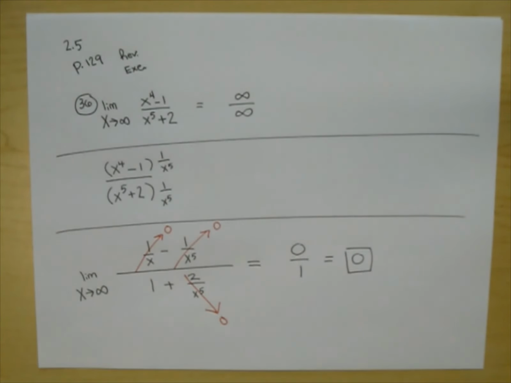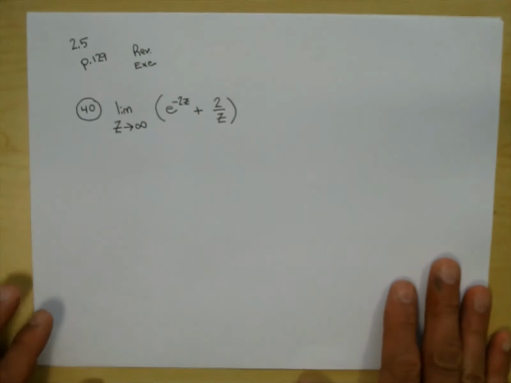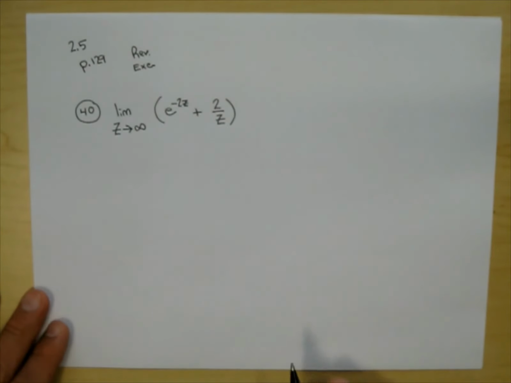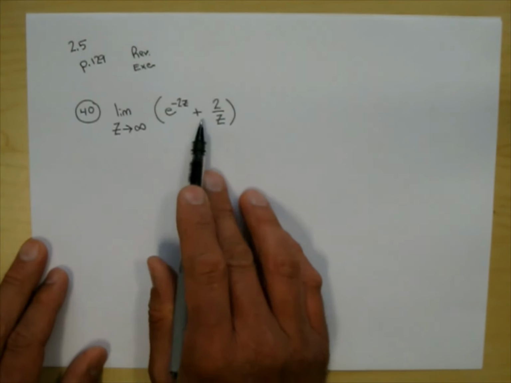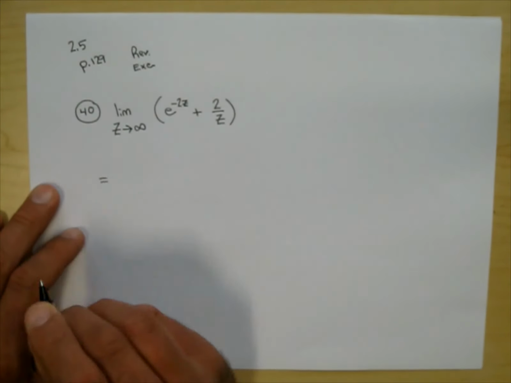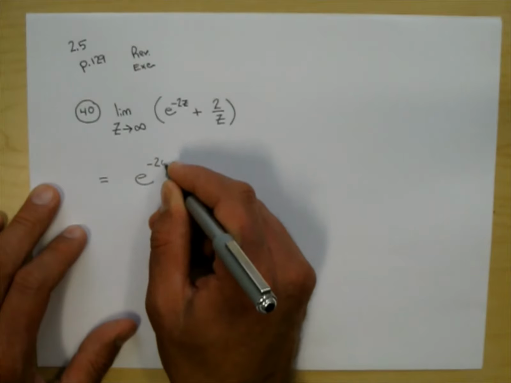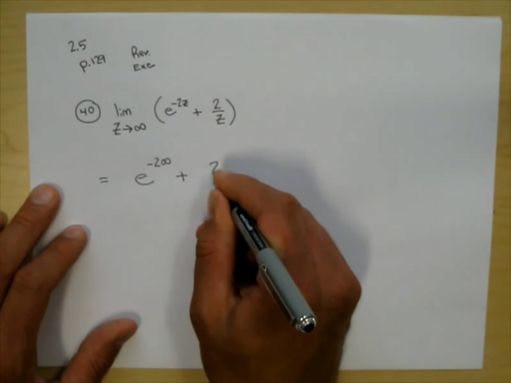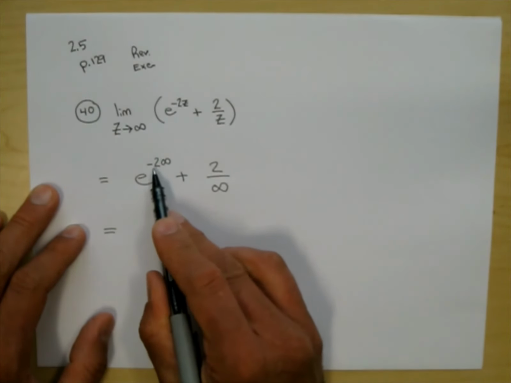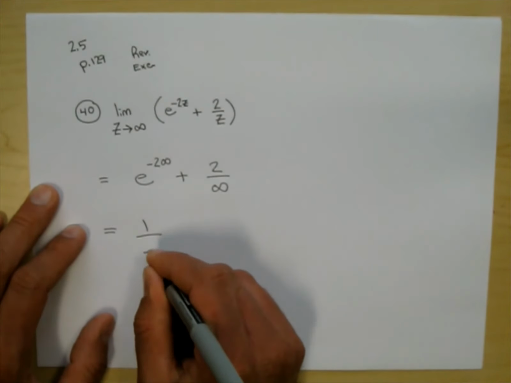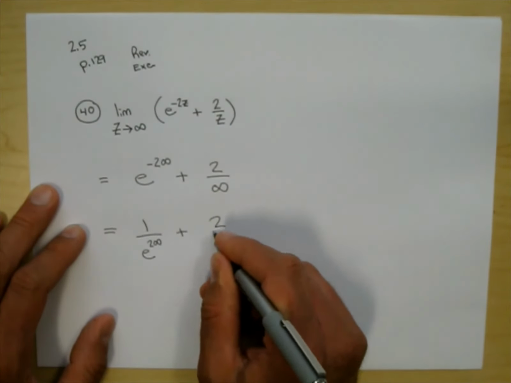Let's go ahead and do another one. So 2.5, we're taking problems from the review exercises, even ones. The limit as z goes to infinity of this creature right here. Let's go ahead and put infinity in there. We have e raised to the negative 2 times infinity plus 2 over infinity. I'm going to cross the line, change the sign on this one because the exponent's negative: 1 over e raised to the 2 times infinity power, and then this is 2 over infinity.